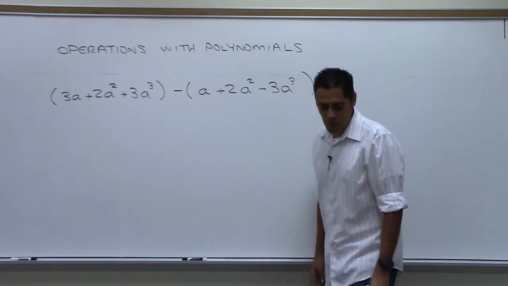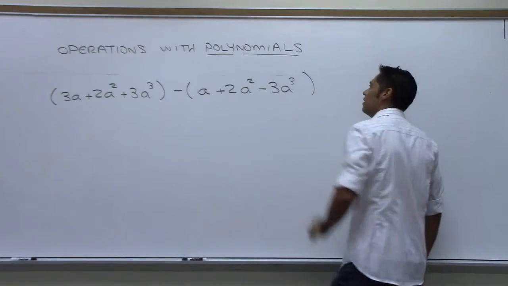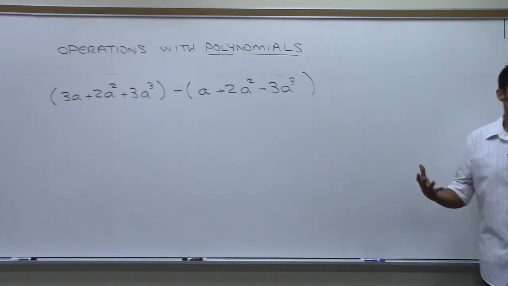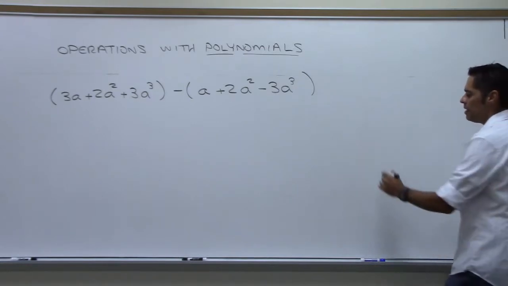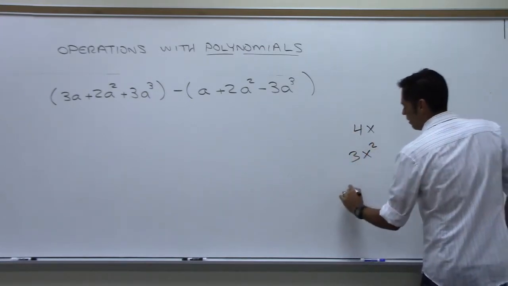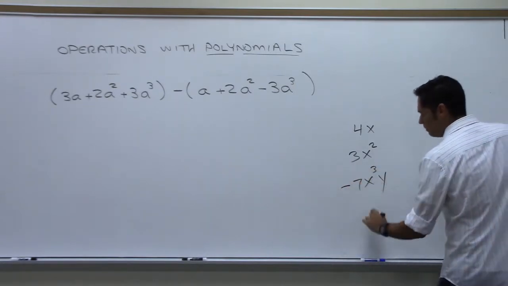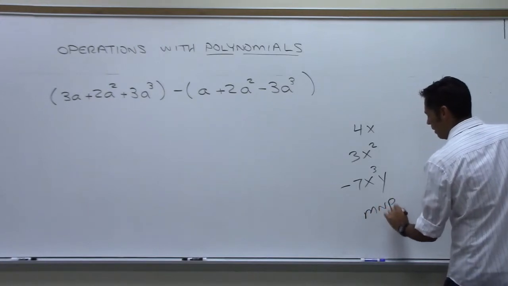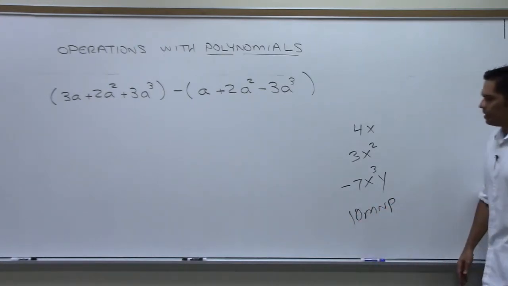All right, so operations with polynomials. We should probably talk about what a polynomial is. Poly meaning many. A nomial is a term. A term is anything that looks like this: 4x, 3x squared, negative 7x to the third y, mnp. I'll throw a number in front of it so you don't freak out, 10.